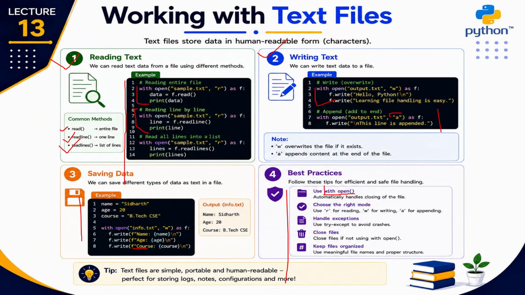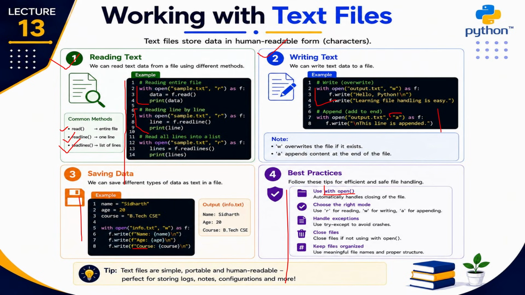Second, always choose the correct file mode. Use R for reading, W for writing, and A for appending to the file. Third, use try except when there is a possibility of error, such as trying to open a file that does not exist. If you are not using with open, remember to manually close the file using close. And finally, keep your files organized and use meaningful file names so that your project remains easy to understand.